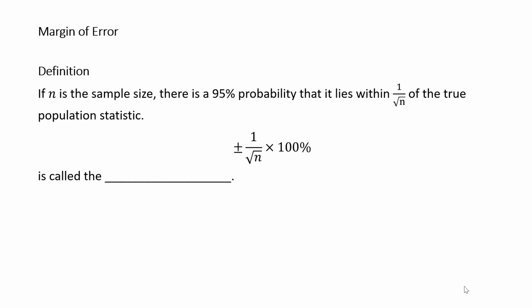Let's consider margin of error. The definition: if n is the sample size, there is a 95% probability that it lies within 1 divided by the square root of n of the true population statistic. The formula plus or minus 1 divided by the square root of n times 100% is called the margin of error.